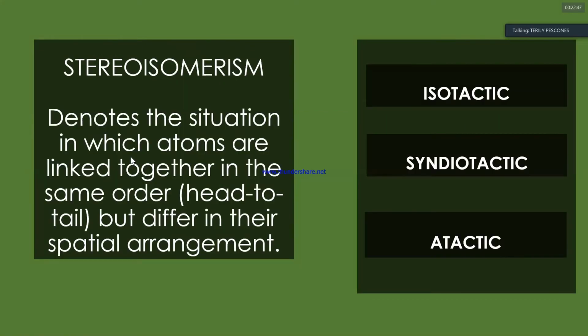So, stereoisomerism. So, what's this? Denotes a situation in which atoms are linked together in the same order, head to tail, but differ in their spatial arrangement or differ in their position, no? They differ in their position. So, head to tail. So, meron tayong tatlo dito, isotactic, syndiotactic, and atactic. Okay. So, ano yung tatlo na to?